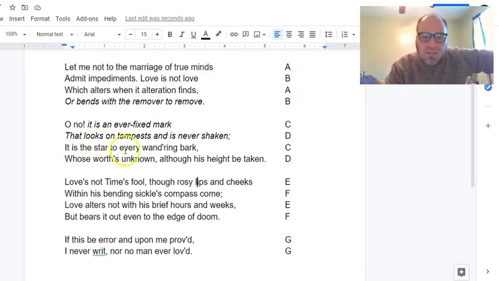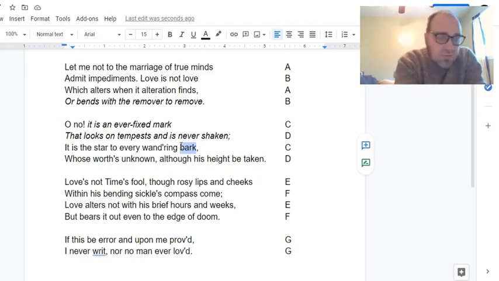Then he says, "It is the star to every wandering bark." Bark is a word that we don't use much anymore. A bark was an old word for a ship. We still have traces of it, because when you get on a ship, you're embarking. And when you get off a ship, you're disembarking. But people don't use the word bark to refer to a ship anymore. I think partially it was called a bark because it was made out of wood, right? And it floated. So, anyway, it is the star, though.